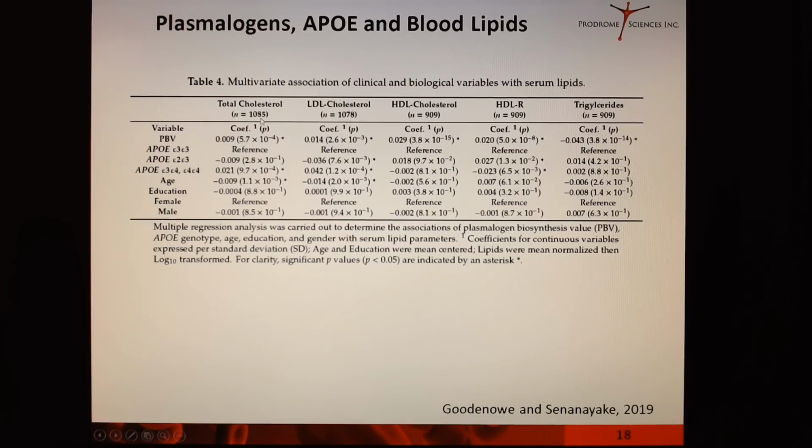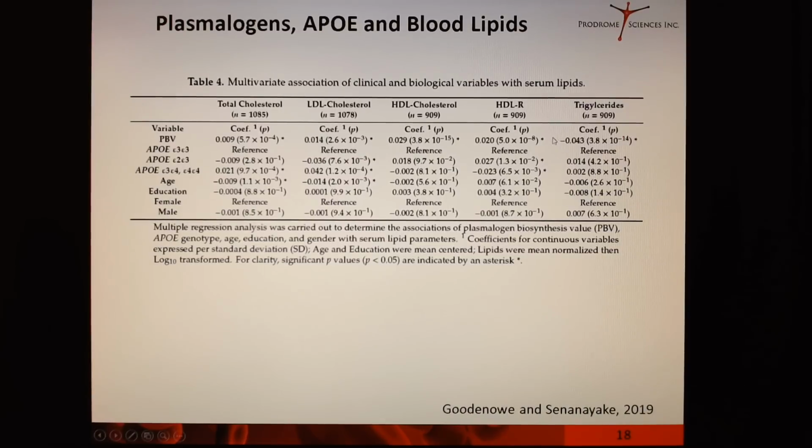Now, plasmalogens are also associated with a higher HDL to LDL ratio, very much like the E2 carriers. But the difference in the plasmalogen observation is that it's mediated by HDL cholesterol, not the LDL cholesterol. So plasmalogens are associated with high levels of HDL, and also with higher levels of LDL. But the increase in HDL is much higher than the increase in LDL, resulting in the HDL to LDL ratio being significantly increased in the high plasmalogen subjects.